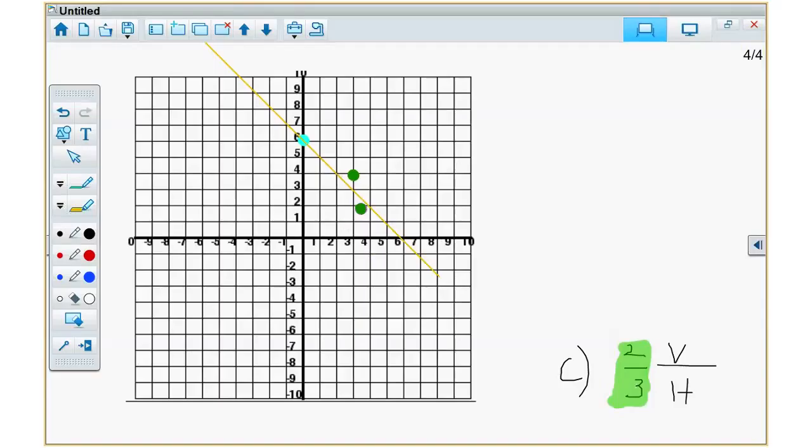1, 2. 1, 2, 3. Up. 1, 2, 1, 2, 3. Up. 1, 2, 1, 2, 3. And do it all day long. Take our black straight line maker.